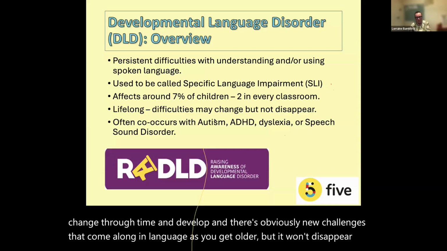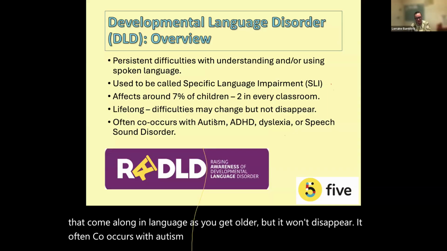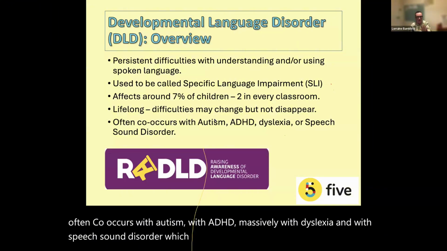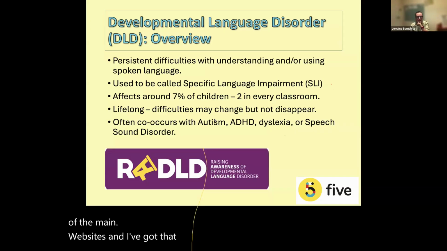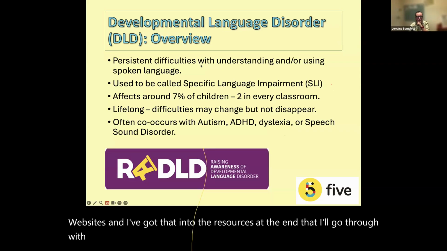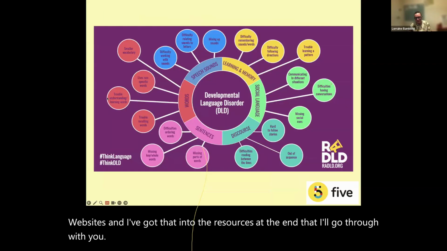It often co-occurs with autism, with ADHD, massively with dyslexia, and with speech sound disorder, which I'm going to talk about later. Raddled is one of the main websites, and I've got that into the resources at the end that I'll go through with you. Okay, this is what it covers, developmental language disorder.